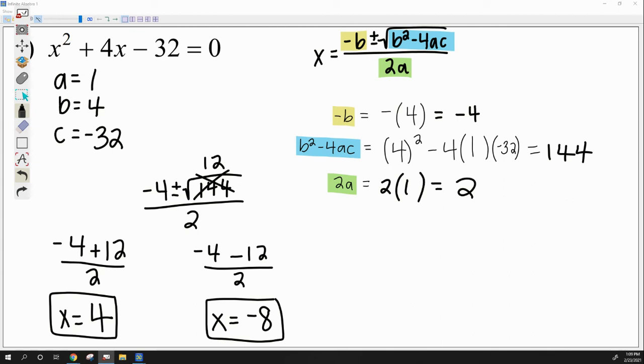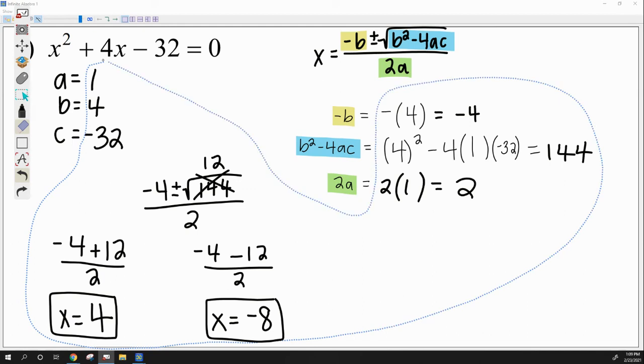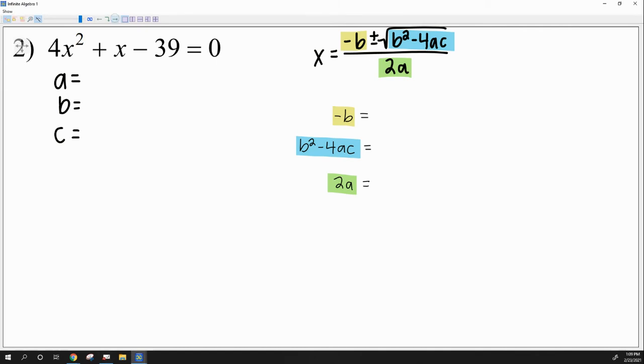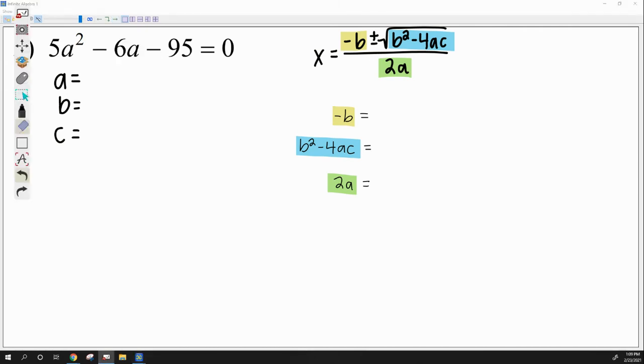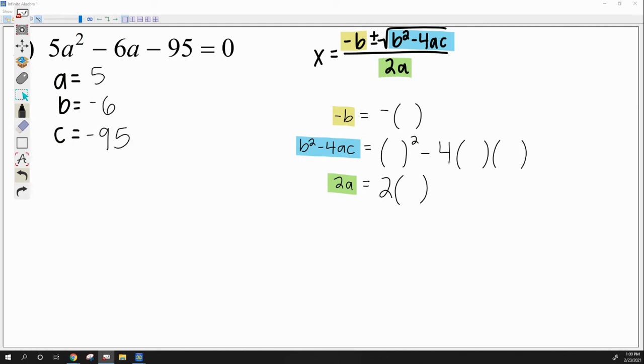All right, number 3, go ahead and do A, B, and C. Once you have A, B, and C done, you're going to fill in the 3 different parts of the quadratic formula.